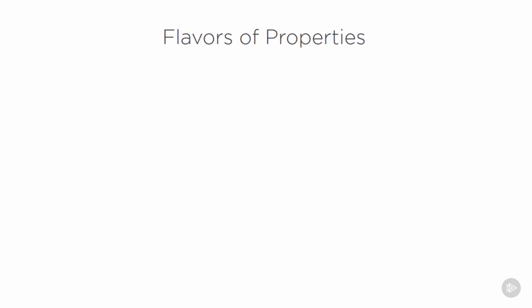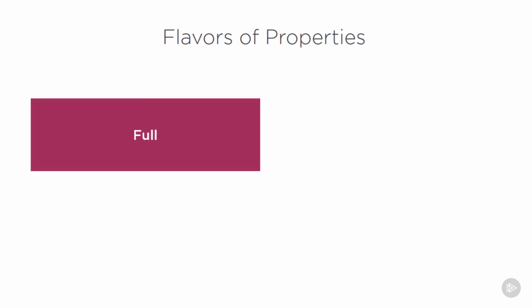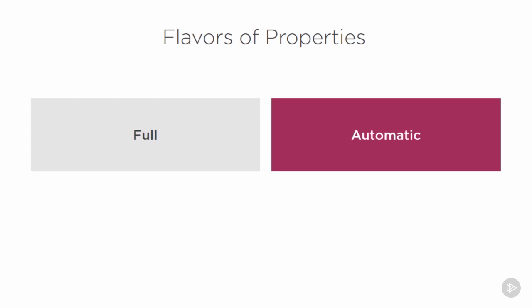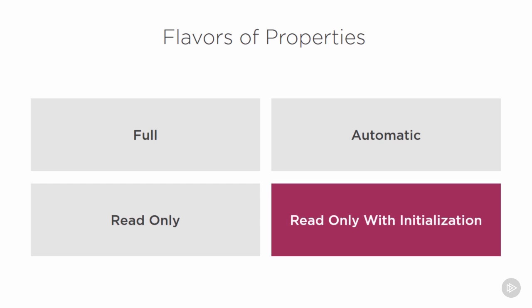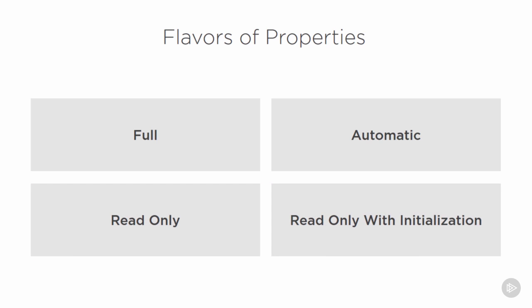One of the key elements in a class are properties. Properties come in four flavors: full properties, automatic properties, and then we have get-only or read-only properties, and finally read-only with initialization. Let's take a look at each of these in turn.